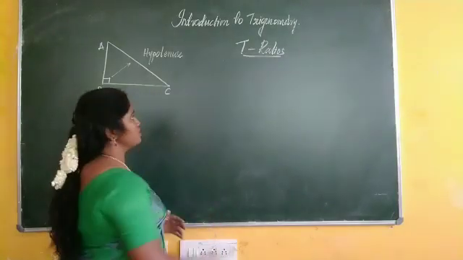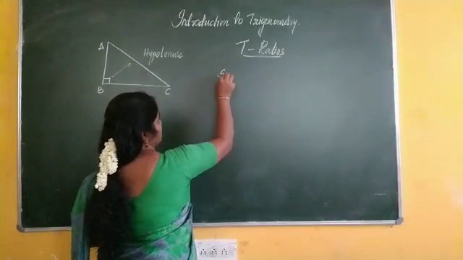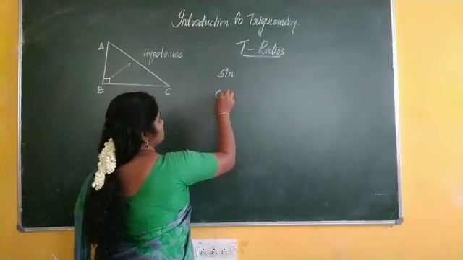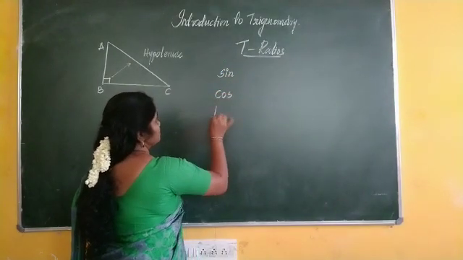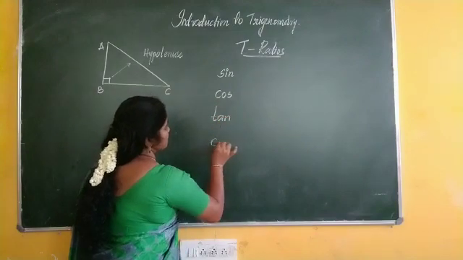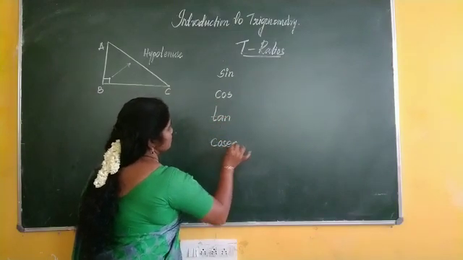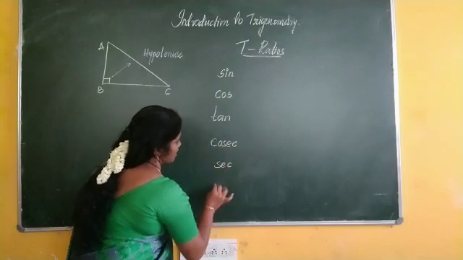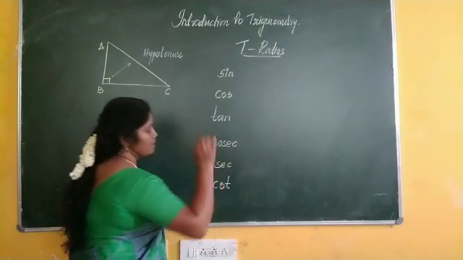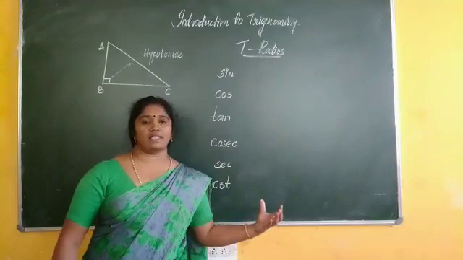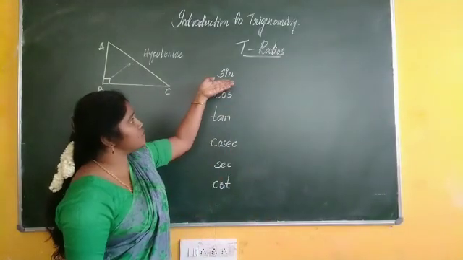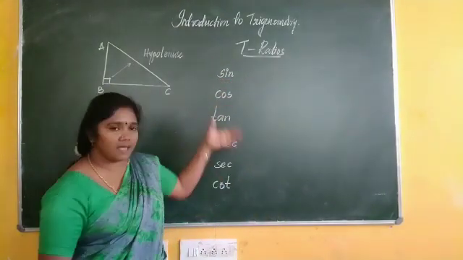It's nothing but sine, cosine, tangent, cosecant, secant and cotangent. In abbreviation, we call them sin, cos, tan, cosec, sec as well as cot. Now, let me teach in this class how to calculate the ratios for sin, cos, tan and all these things.